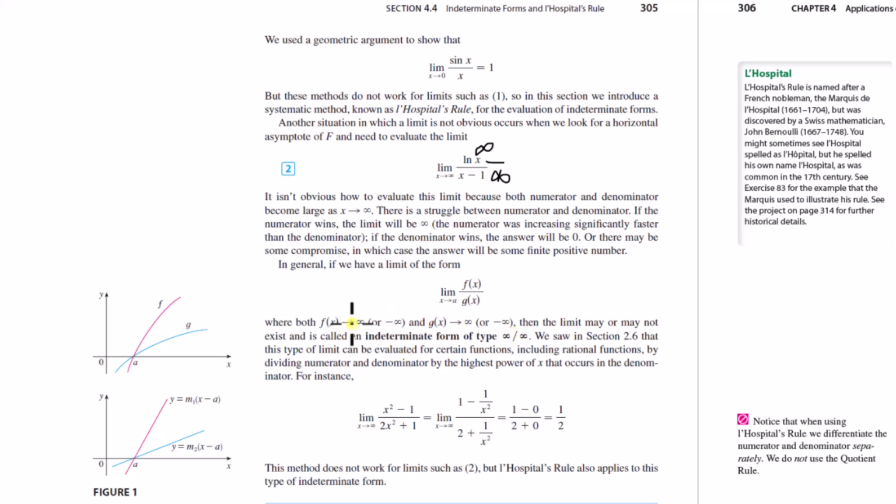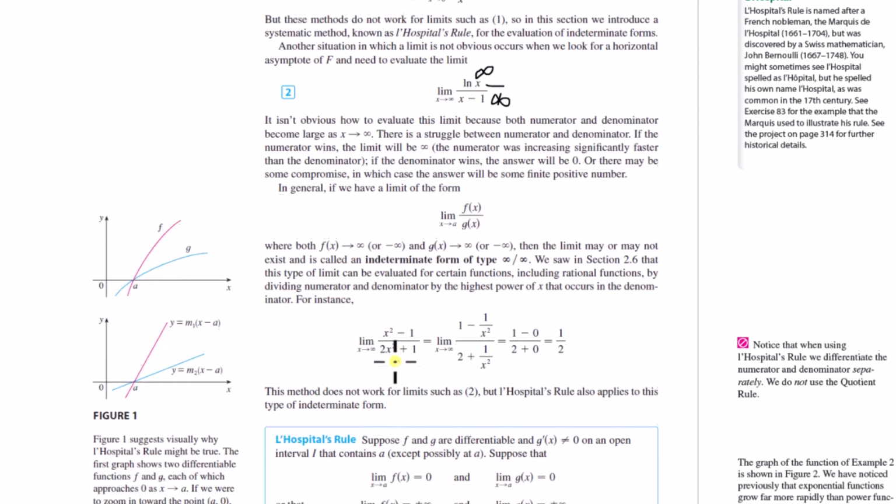Okay, so here's another indeterminate form. We just saw the indeterminate form of type 0 over 0. Here there's an indeterminate form of type infinity over infinity, but it could be any mix of plus or minus infinity. It could be minus infinity over positive infinity, or minus infinity over minus infinity, whatever. Any kind of infinity over infinity. We saw in section 2.6 that this type of limit can be evaluated for certain functions, including rational functions, by dividing numerator and denominator by the highest power of x that occurs in the denominator, right? So we saw how to solve certain types like this.